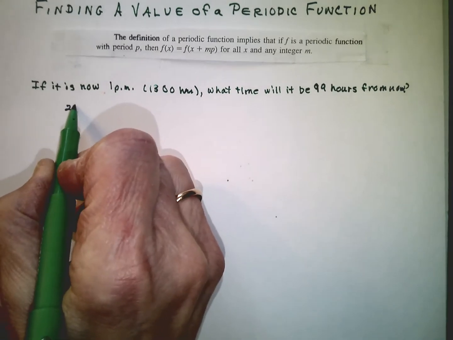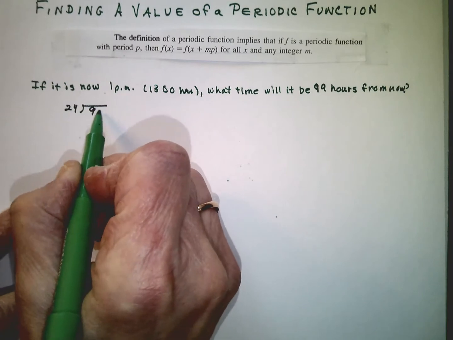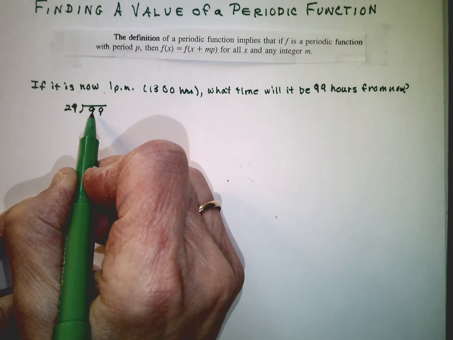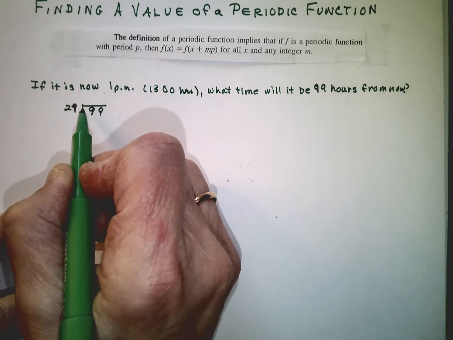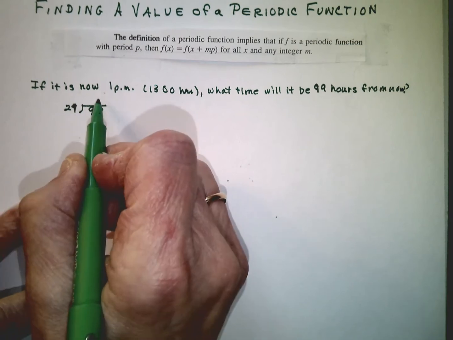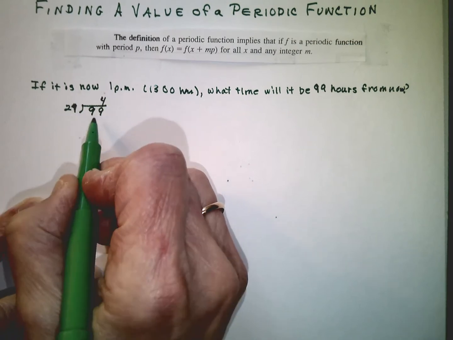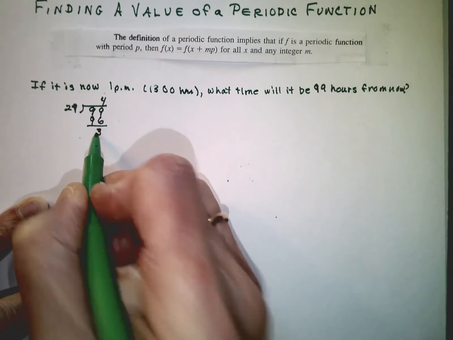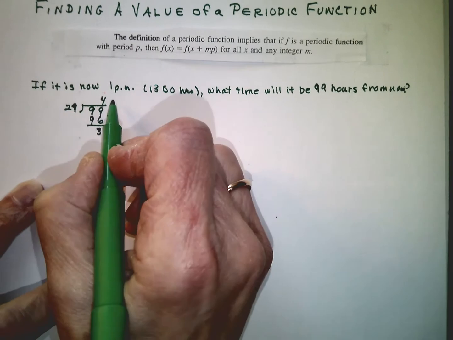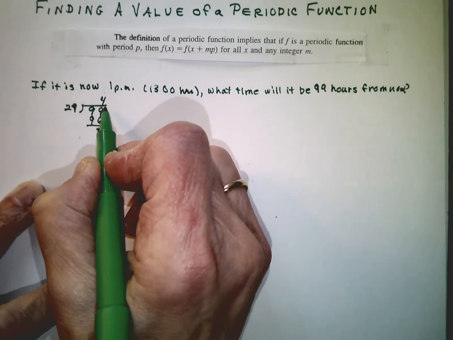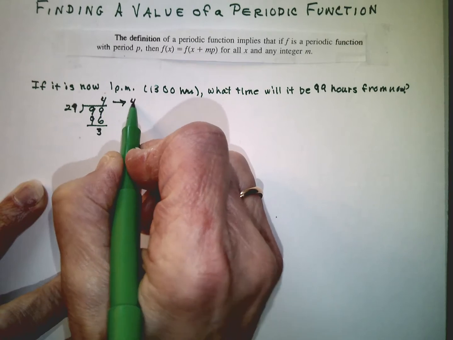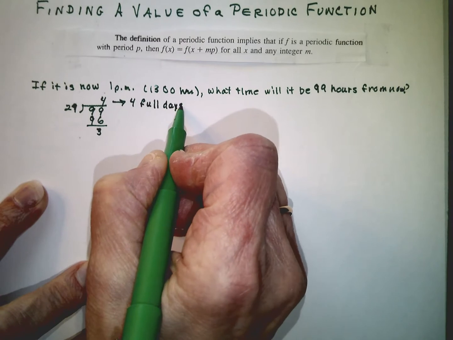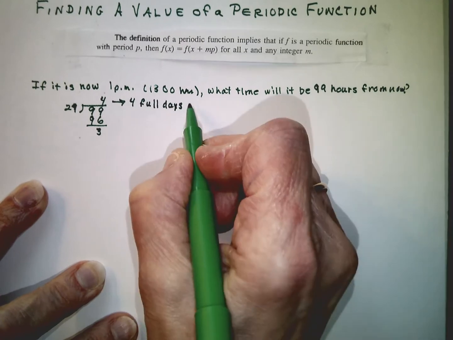So we're going to take 24 into the 99, split it up into hours. 24 divides into 99 four times. So I'm hoping that 4 times 24 will work. If it doesn't, we'll try something else. But it does. In fact, we have 3 left over. So this means this 99 hours is 4 full 24-hour days.